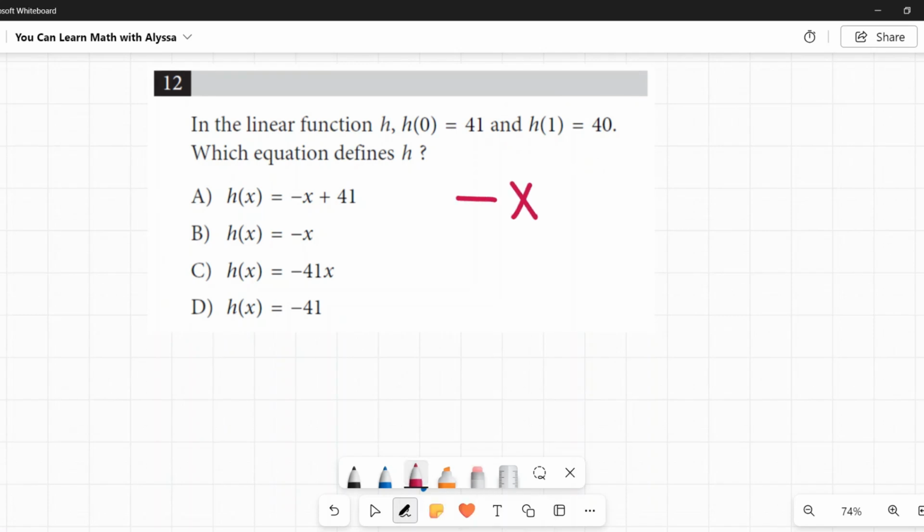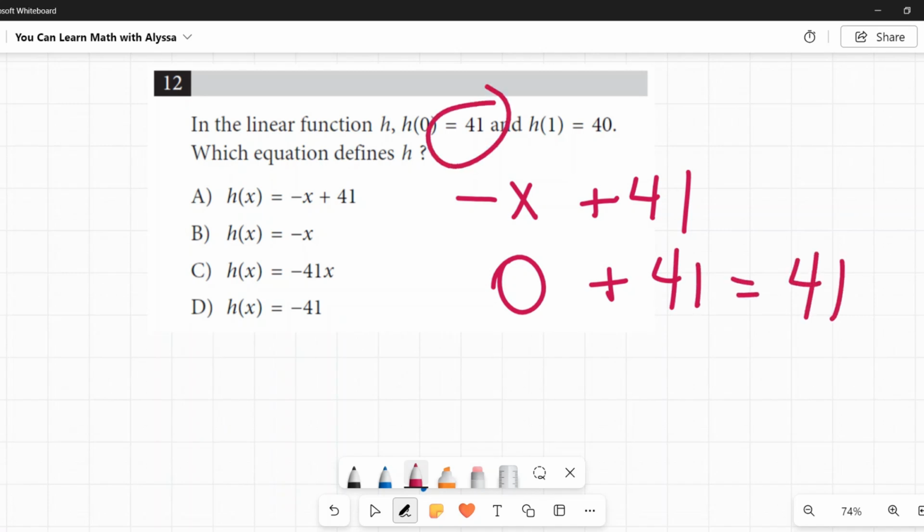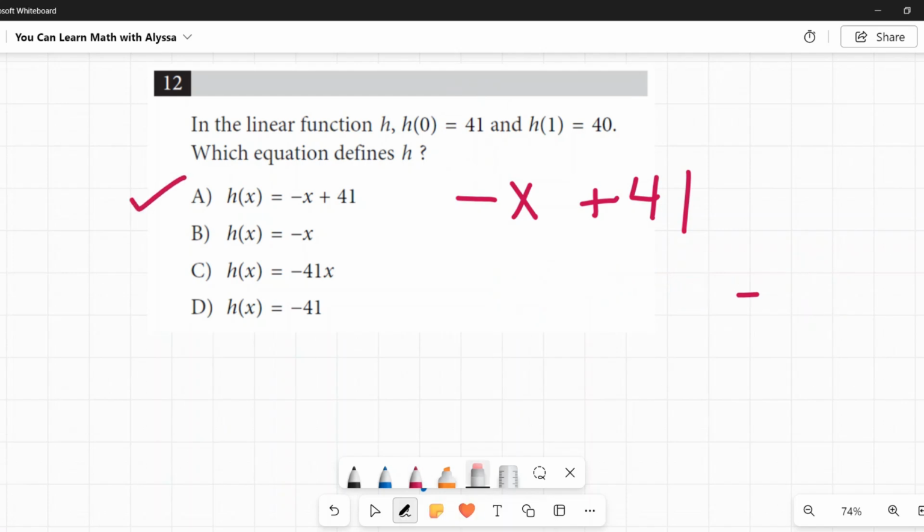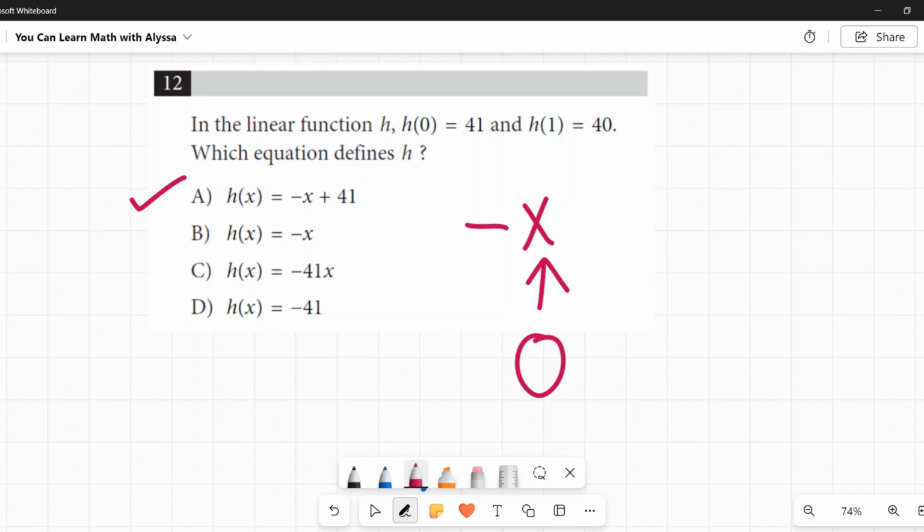First one, negative x plus 41. Wherever there's an x, we plug in 0. So negative 0 is just 0, plus 41, that equals 41. We're told it would equal 41. That's true, so A is an option. Let's try B. h of x equals negative x. I'm going to plug in a 0 wherever there's an x. So negative 0 is just 0, and that's it. Did I get 41? No, I didn't. I got 0. So B is out. That is not an option.